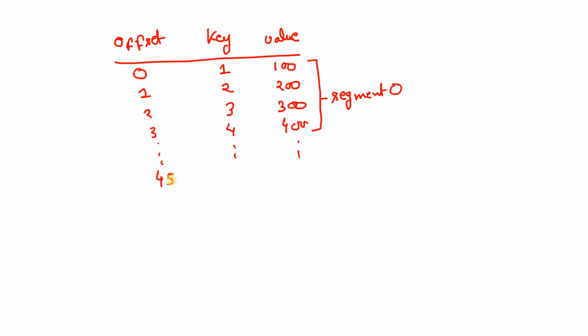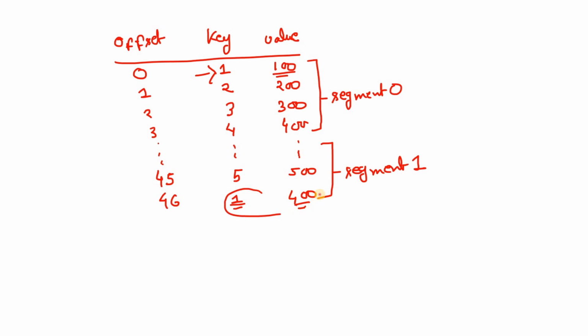Suppose currently the offset is running at offset 45, and for employee ID 5 the salary came, that is 500. Then at offset 46, for employee ID 1, the salary got revised and increased to 400. Okay, and suppose this information is available in segment 1. So in this case, you can understand that for employee ID 1, the initial salary was 100 and the current salary is 400. Okay. So this is basically the latest information.